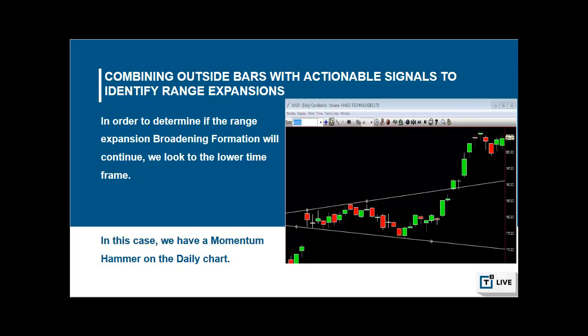So in this case, in order to determine if the range expansion broadening formation will continue, we look for those lower time frames. You can see this here: the higher high, the lower low, higher high, lower low, comes back up, then gets through this. It sits there, goes inside day momentum hammer. At this point, this is a VGO. When it broke to here, it was an outside month to the upside with full time frame continuity to the upside, with the actionable signal being an inside day momentum hammer. Boom and gone. These are the combinations we're going to constantly look for.